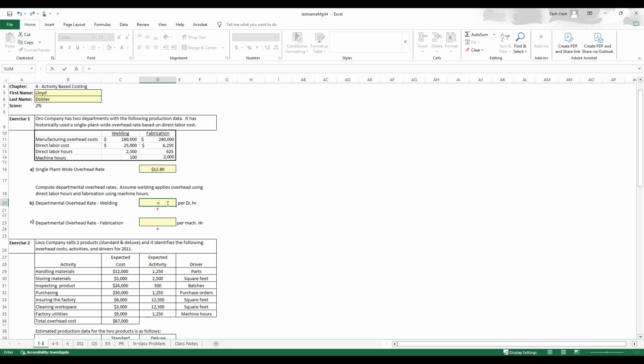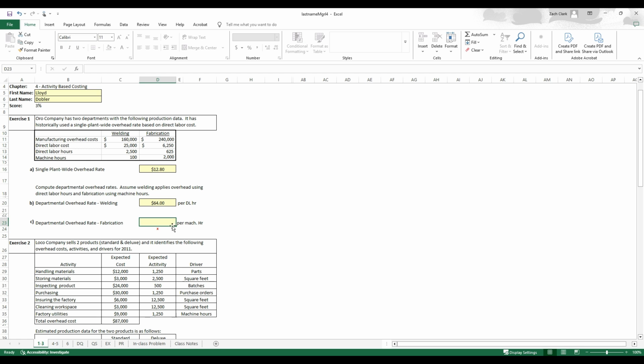Okay, so for the departmental overhead rate, for welding, like we mentioned, we're looking at per direct labor hour. So we're going to take 160,000, just with the welding department, because that's what we're looking at there. And we're going to divide that out by direct labor hours, and that would give us $64 per hour if we were going to use direct labor hours as our driver there.